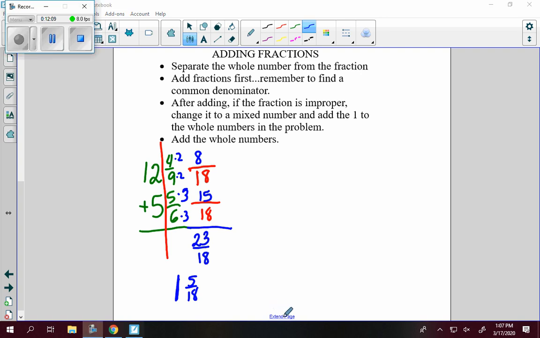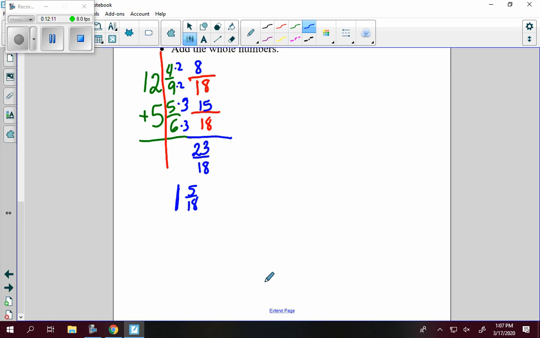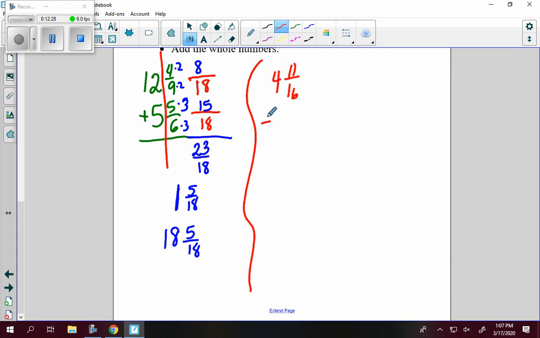So when I add the numbers, it's 1 and 5/18. Now I can add my 12 plus my 5 plus my 1, and I have 18 and 5/18. Now I want you to try one. I want you to try 4 and 11/16 plus 3 and 7/12.